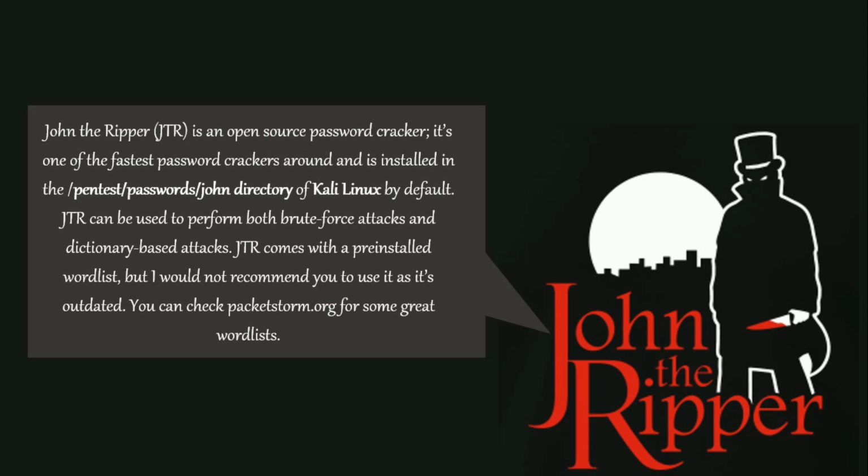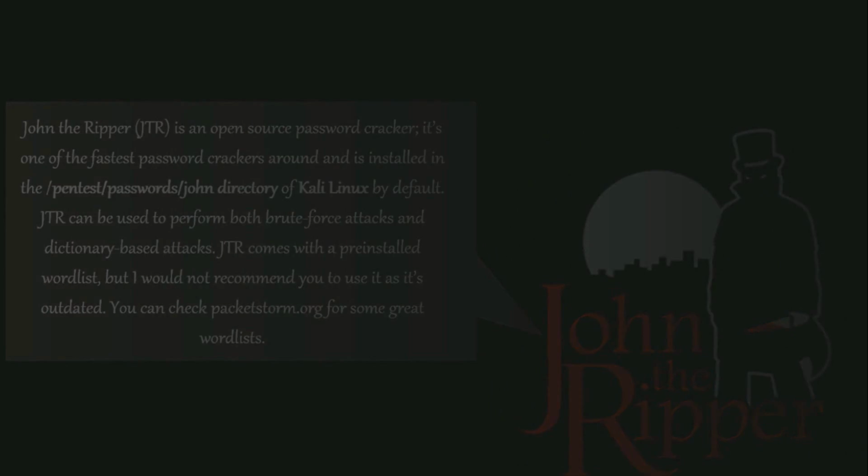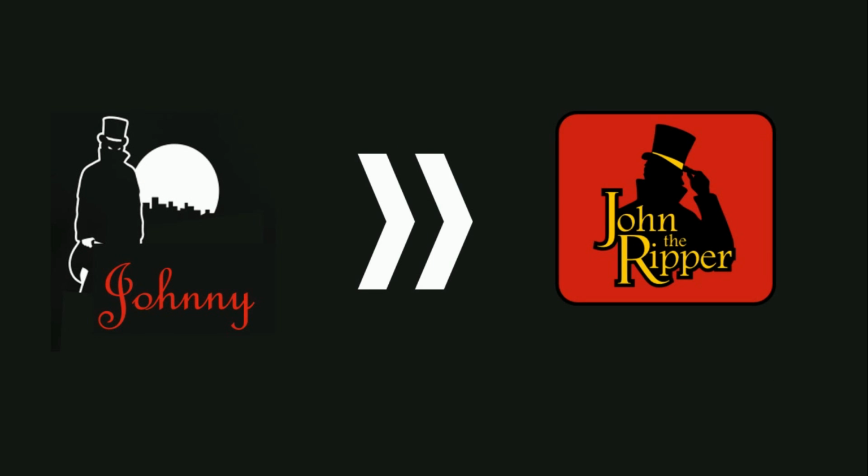JTR and Johnny can be used to perform both brute force attacks and dictionary-based attacks. JTR comes with a pre-installed word list, but I would not recommend you to use it as it's outdated. You can check for some great word lists. Johnny is totally similar to John the Ripper, but the difference between them is, Johnny is a GUI-based password cracking tool, while John is a CLI-based password cracking tool.